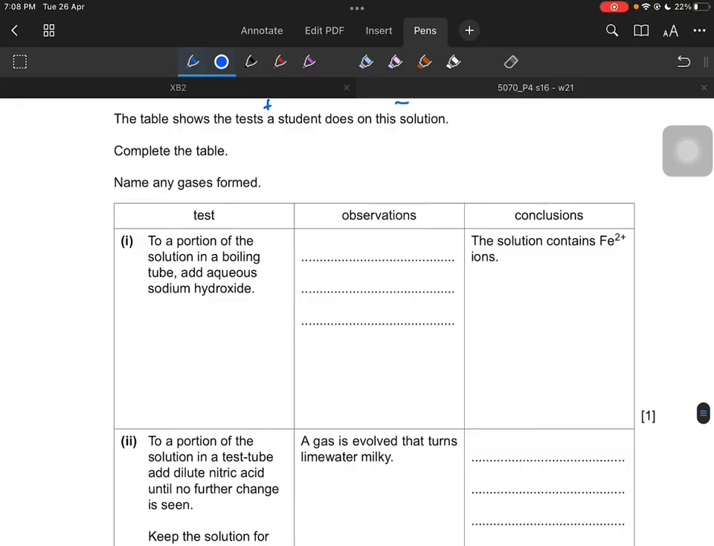To a portion of the solution in a boiling tube, add aqueous sodium hydroxide. The solution contains Fe2+ ions. Now, if we remember, what would be the observation for Fe2+ ions? It would be green precipitates. Those are insoluble in excess, right? So we can write over here green precipitates, which are insoluble in excess of sodium hydroxide.